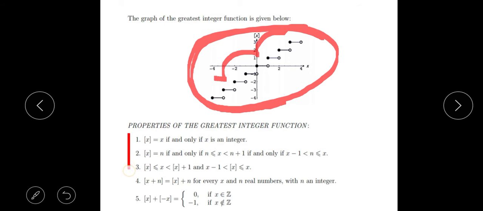Here are 5 properties of the greatest integer functions listed, but we will use the property number 4 to solve our question. I am repeating the property number 4. [x + n] equals [x] + n for any real number x and any integer n. Let us now again see the question.